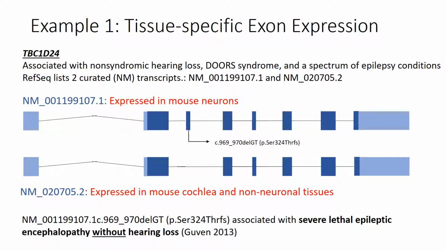In the literature, a frameshift variant was identified in this unique exon of the transcript that is solely expressed in neurons, leading to a loss of function of this transcript. The individuals that harbored this variant had severe lethal epileptic encephalopathy without hearing loss, which is supported by the tissue-specific expression in mouse.